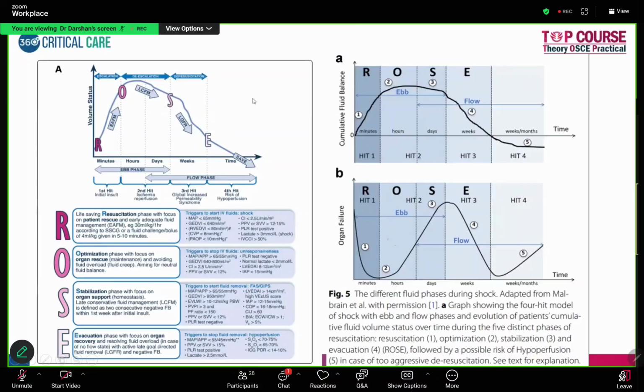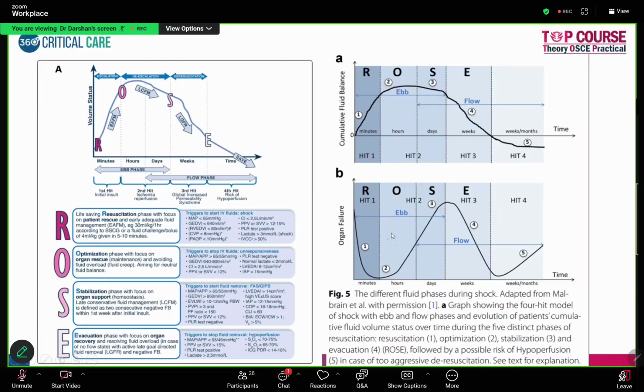If these are not done properly, then there can be a lot of detrimental effects which can happen in the initial phase. That is the initial hit. If you don't treat properly, you see this image and this image, you'll understand it together.